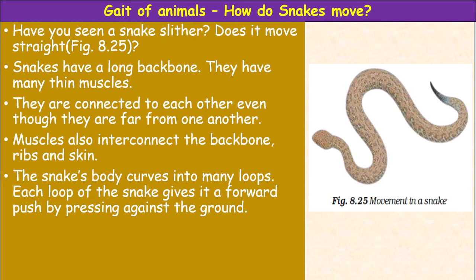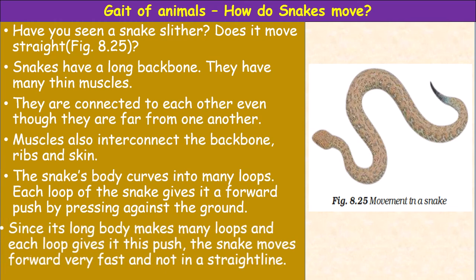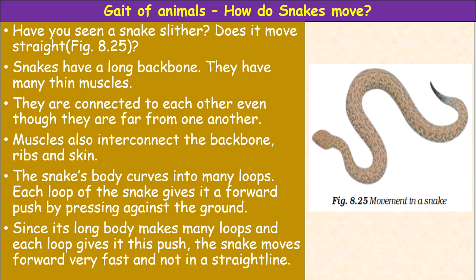The bottom part of the snake, if you see, there are several scales present, okay. They help in gripping. Since its long body makes many loops and each loop gives it this push, the snake moves forward very fast and not in a straight line. It moves very fast but not in a straight line, okay. It will make a curved path, okay.